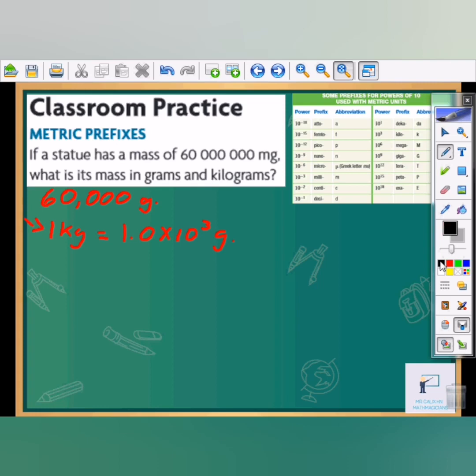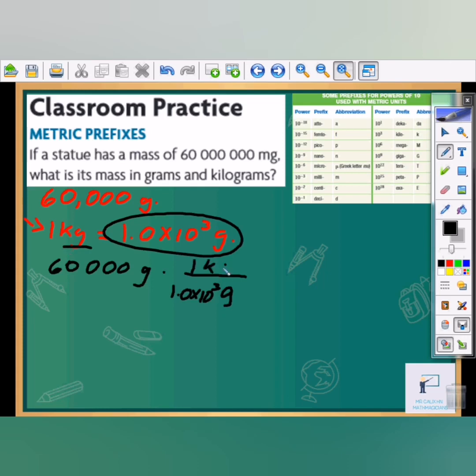We copy with another color the 60,000 grams. And we know already that in our denominator we have to locate the grams, that in this case is 1.0 times 10 to the 3. And in our numerator we locate our kilograms, 1 kilogram. So we cancel grams and we make this operation. This operation is dividing. 60,000 divided by 1.0 times 10 to the 3 in your calculator will give you 60 kilograms as an answer. And there you have your two conversions. Now we will continue with our next slide.